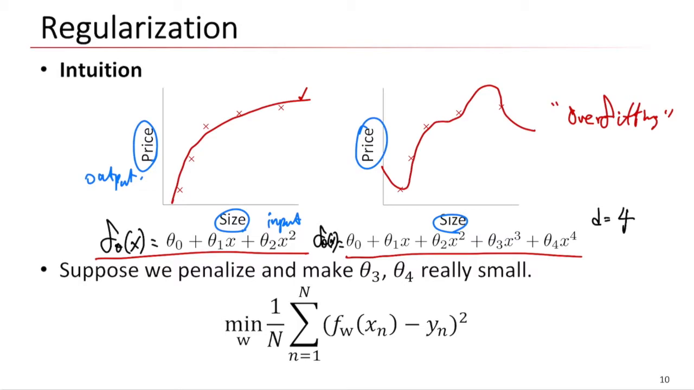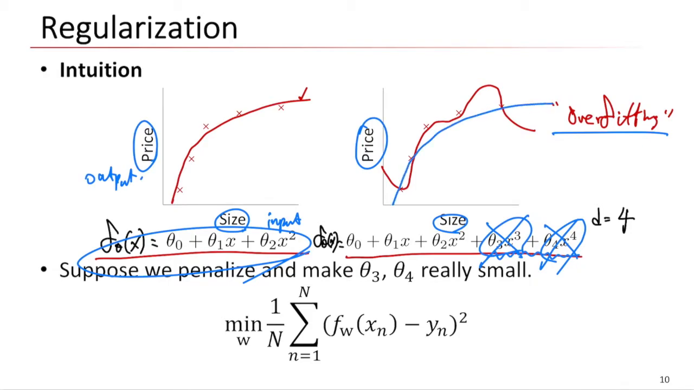So why did the overfitting problem happen compared to this one? Because of this higher order term, here and here. So what I want to do is to reduce the effect of these two terms to make our new mapping function look like this, similar to this one, right? Then how can we do that? How can we reduce the effect of these two terms?